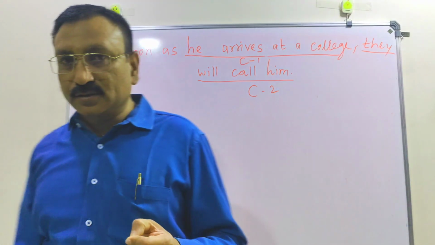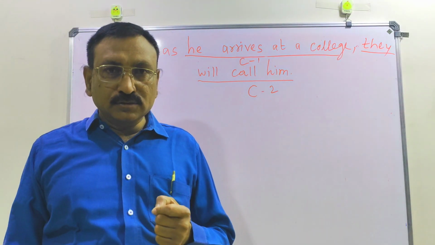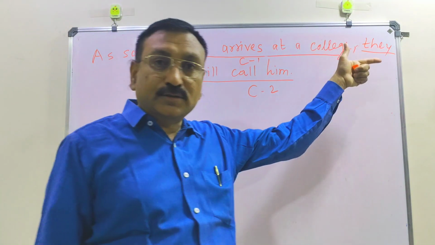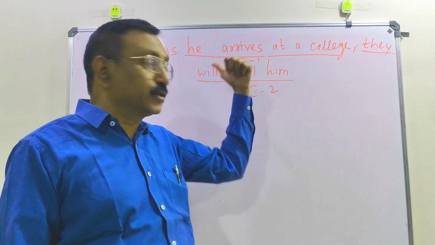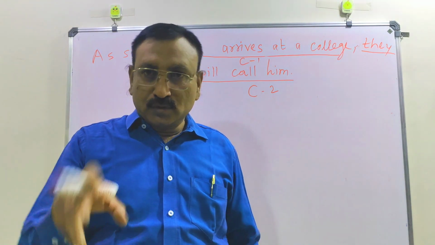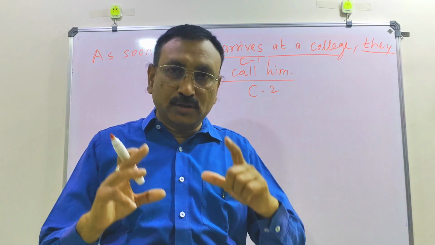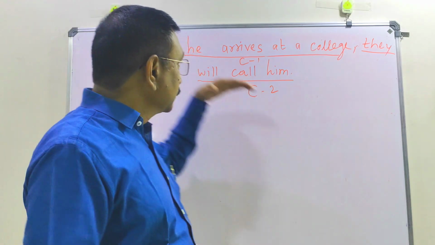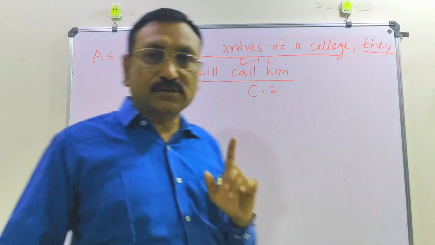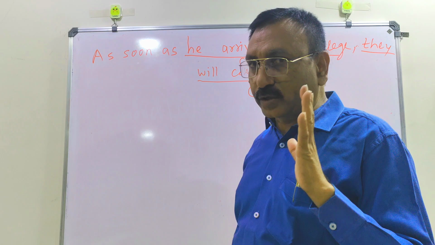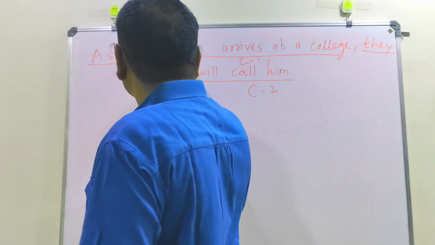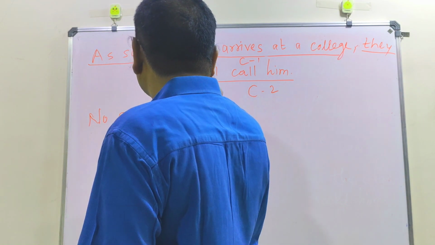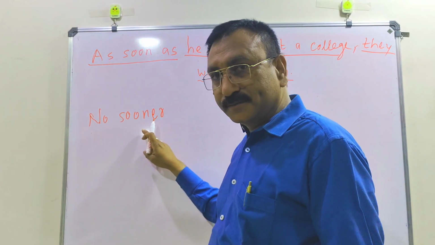The first incident that took place is the arriving of the subject, and the second incident that is going to take place after this incident is calling him. Both the conjunctions, as soon as and no sooner, indicate a cause-effect relationship. Now we are going to replace as soon as with no sooner. So write down the conjunction no sooner in the place of as soon as.